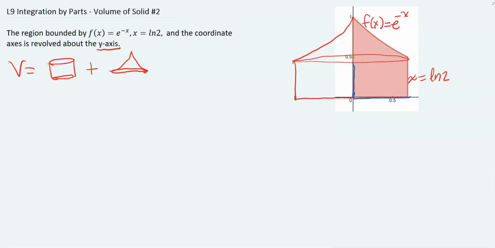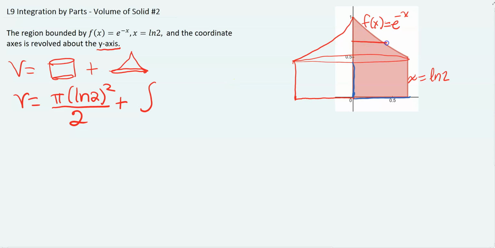So my volume is pi r squared h: pi ln of 2 squared multiplied by h, which is 1/2, so I can just divide it by 2 right there. And then this part right here would be the integral, and I'm going to slice it this way, volume by slicing, delta y, from 1/2 to 1.